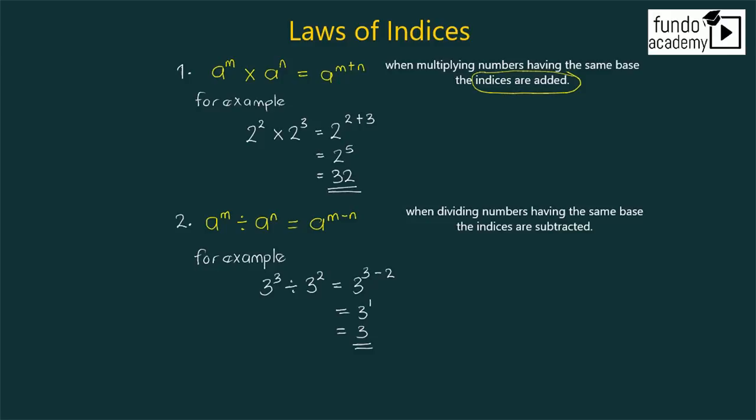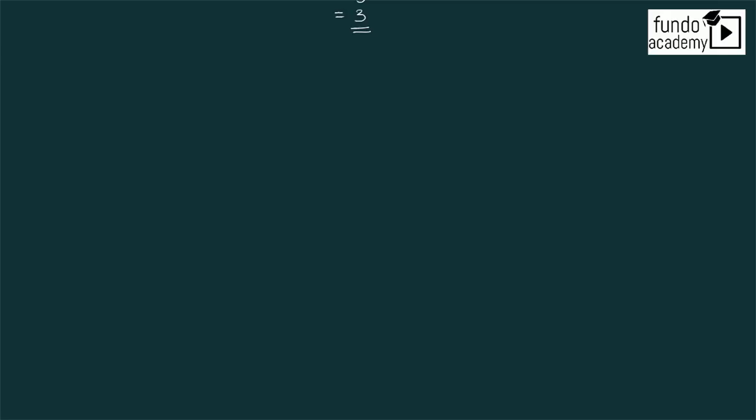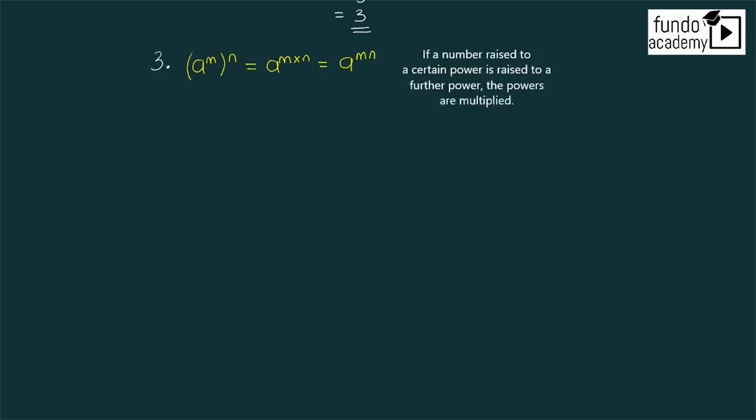Okay, let's quickly move on to the third law of indices. Alright, according to the third law of indices, if you have a to the power of m and it's raised to another power n, then this will be equal to a to the power of the product m times n. So this is a to the power of mn. So we'll be saying if a number raised to a certain power is raised to a further power, the powers are multiplied.